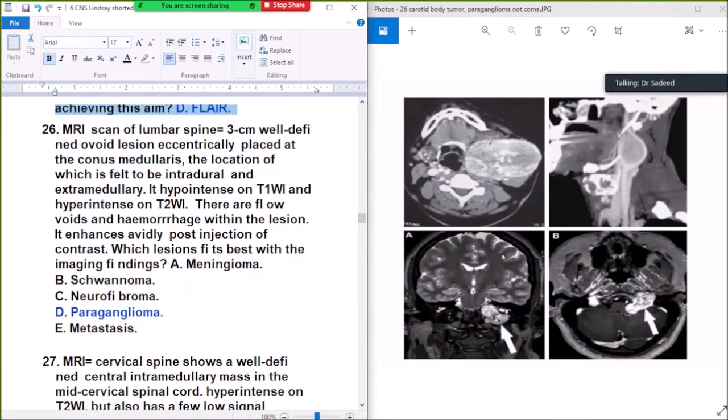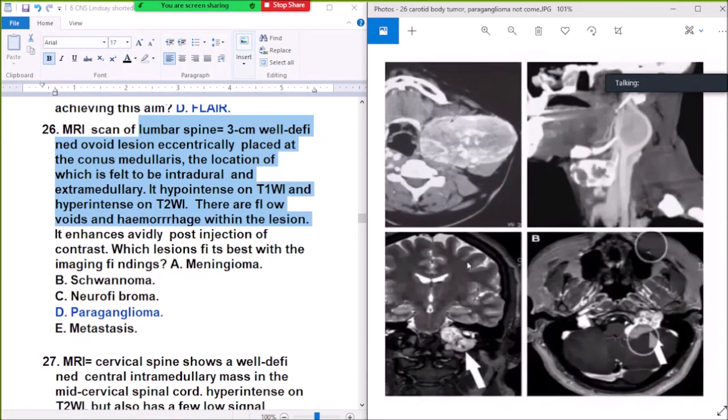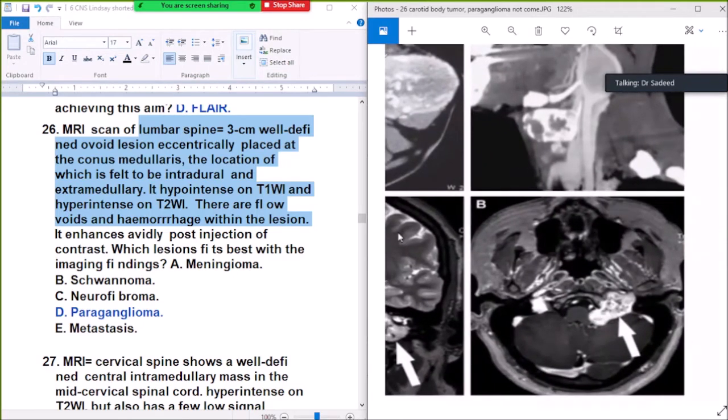Question number 26. MRI scan of the lumbar spine shows a 3 cm well-defined oval lesion centrally placed at the conus medullaris, felt to be intradural and extramedullary. It is hyperintense on T1 and hyperintense on T2. The flow voids are seen within the lesion. So, the paraganglioma.